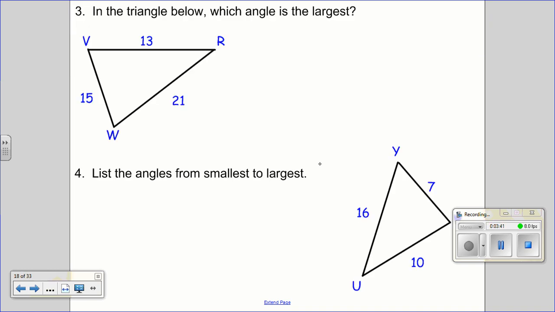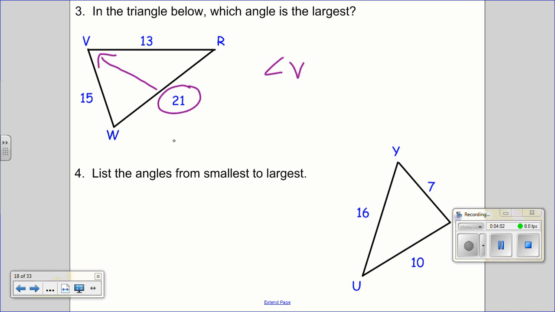On the third problem, in the triangle below, which angle is the largest? So all it wants us to do is name the larger angle. The larger side happens to be 21. So across from 21 is angle V. So angle V would be the largest.